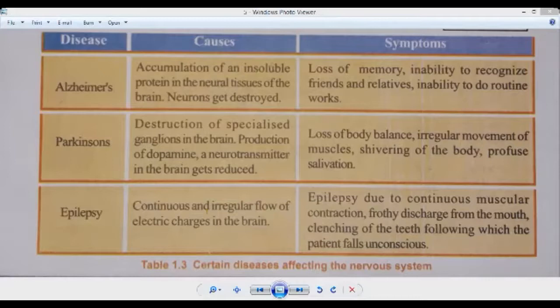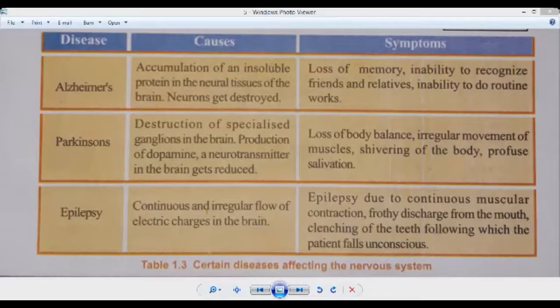Next is epilepsy. Epilepsy, commonly we call it fits. You must have heard about that, fits. The cause of that is continuous and irregular flow of electric charges in the brain. We all know that our impulses are transmitted through the neurons in the form of electric impulses. So it is flowing towards the brain in an irregular manner. At that time, the working of the brain will collapse. So the continuous and irregular flow of electric charges in the brain is the cause of epilepsy.